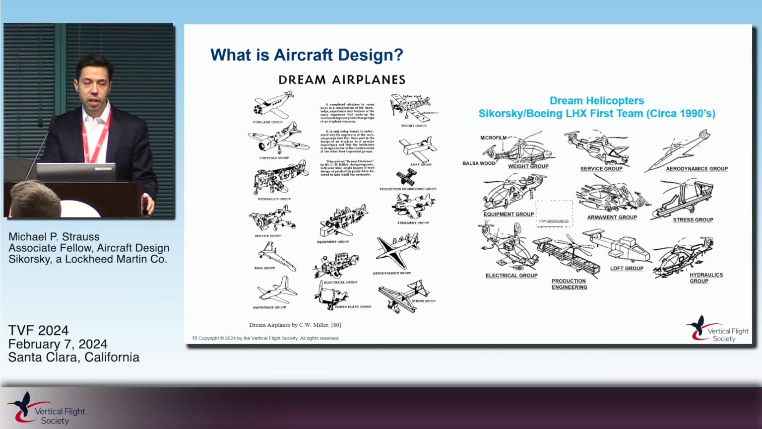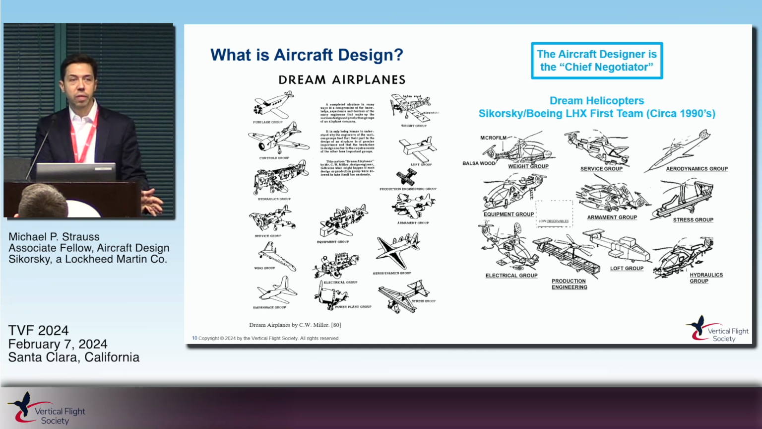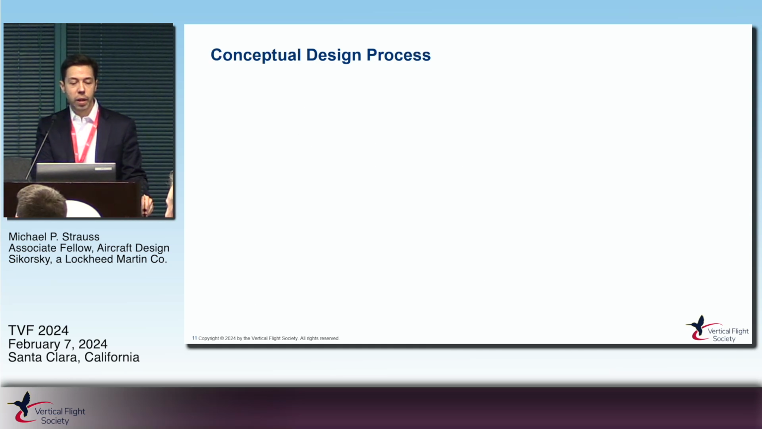There was a derivative of this made sometime in the 1990s. I don't have the direct reference, but it was done by the Sikorsky Boeing Comanche team. But really, you know, the aircraft designer is the chief negotiator between all of these different groups to come to a balanced aircraft design. And I have one last chart on the design process.